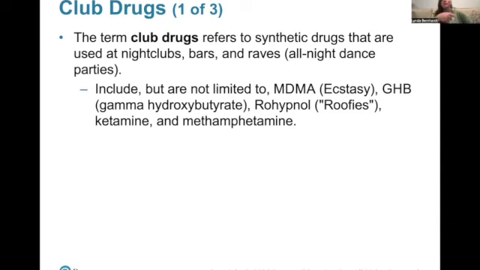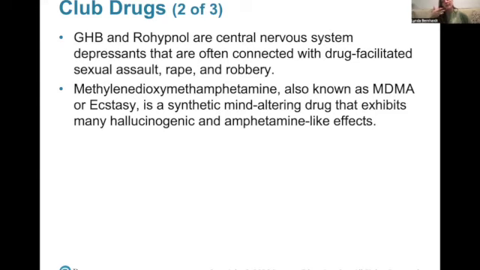We're going now to club drugs because I want to talk about GHB and Rohypnol. Those two are the big ones. Those are also known as the date rape drug because these are central nervous system depressants. And these will basically just shut the person down and they won't remember anything. And that's why it's known as the date rape drug.